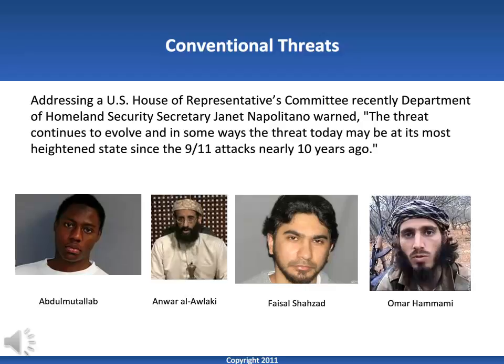The consequences of these attacks tend to be less high risk, but that doesn't make them any more deadly. A good example of this would be Nidal Hasan, the individual who launched the attack at Fort Hood in November of 2009, walked into the recreation center on that military base and opened fire, killing 13 people.